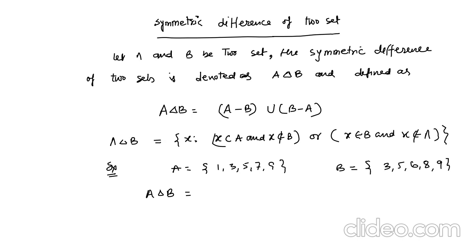So first A minus B. What is A minus B here? A minus B is 1 and 7. And union of B minus A. B minus A means 6 and 8. So you can write it as 1, 7, 6 and 8. So this is the symmetric difference of A and B.